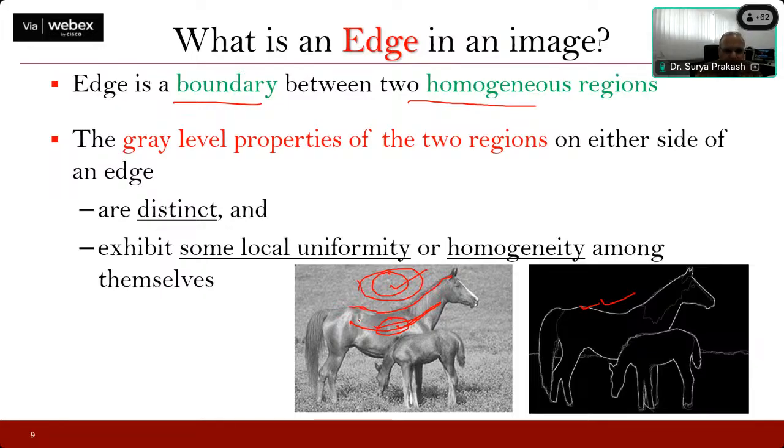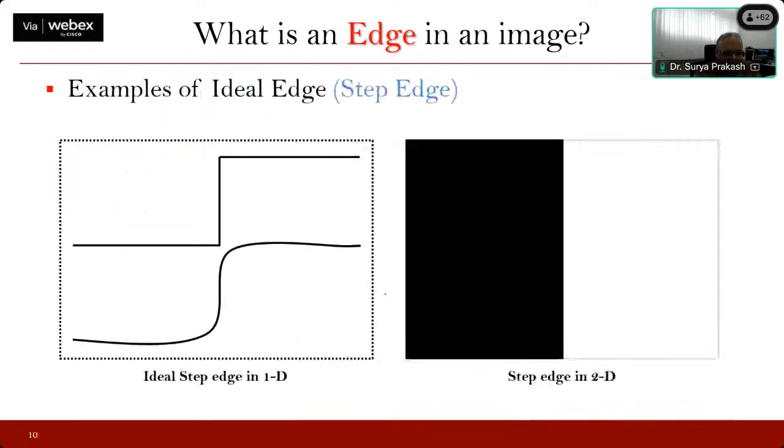So in what way are they different? You can say they are distinct in terms of intensity, and the pixels which are falling on one side of the edge also exhibit some kind of uniformity or homogeneity among them.